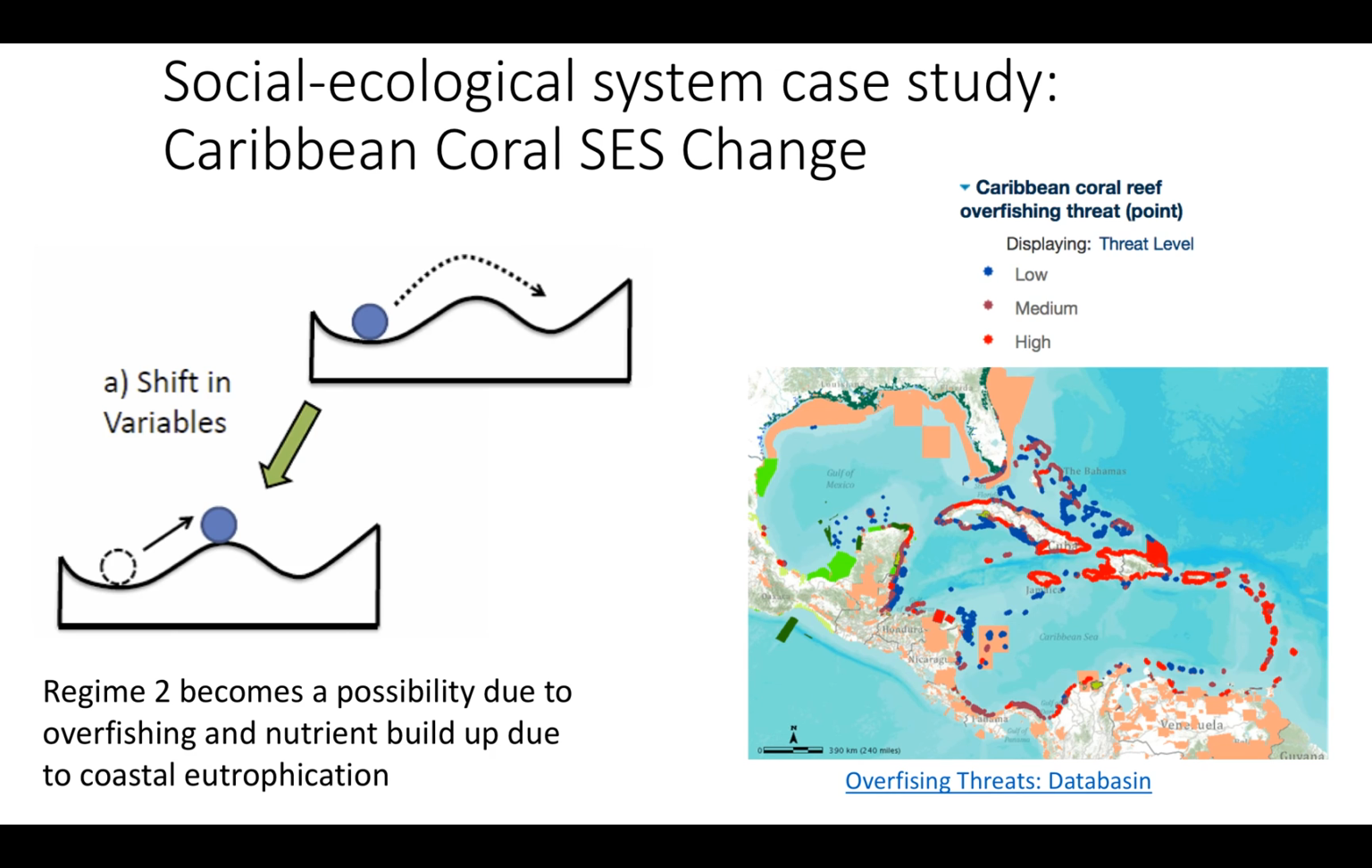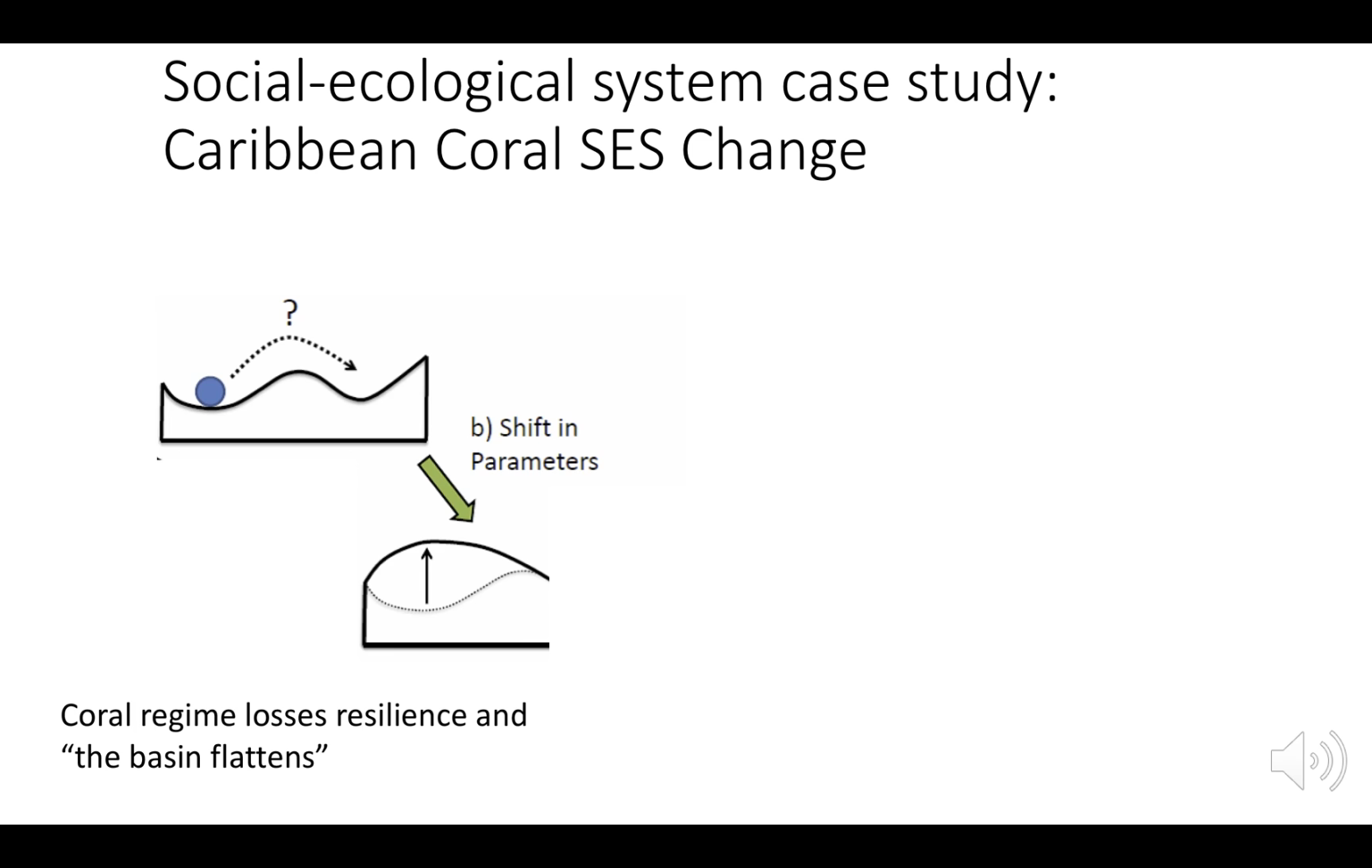I found this neat interactive data website. Click there and it will take you to it. It shows overfishing in the Caribbean. So you have changes in the system variables themselves. You can also see changes occurring in the basin, so that the coral regime loses resilience simply by the nature of that system, the basin, changing.